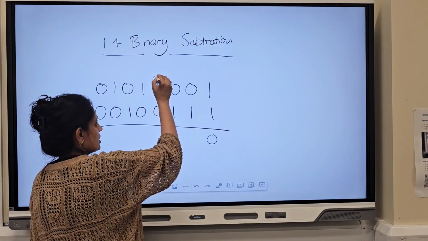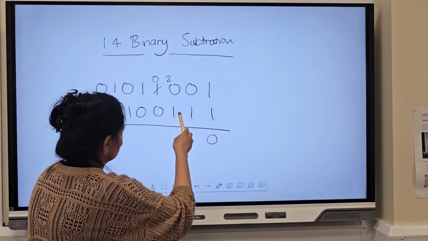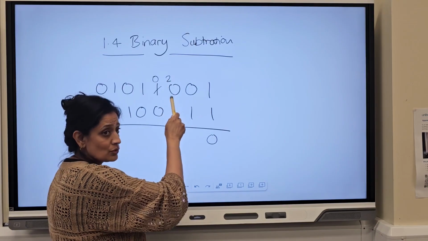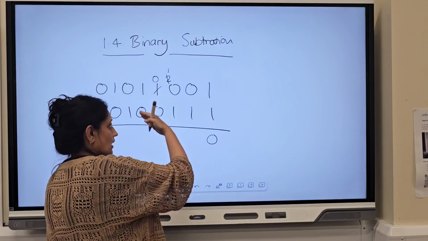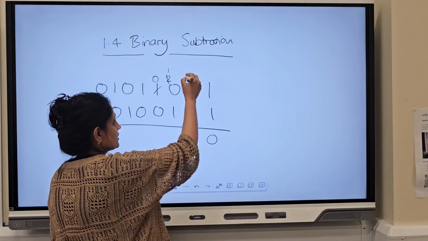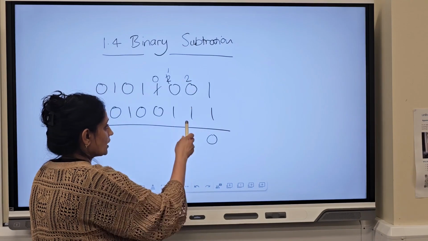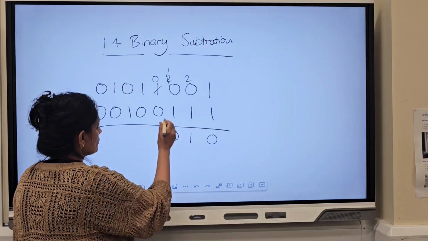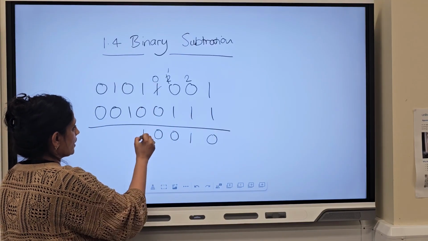That becomes 0. This is a 2. Now, we are now going to borrow from this column. There's a 2 there, so that becomes 1. But when it comes over into the column on the right, that's still worth a 2, as we did before. 2 take away 1 is 1. 1 take away 1 is 0. 0. 1 take away 0 is 1.